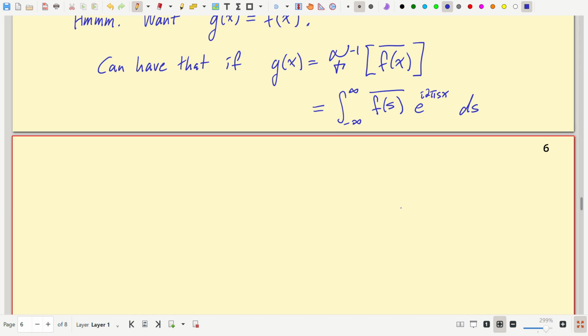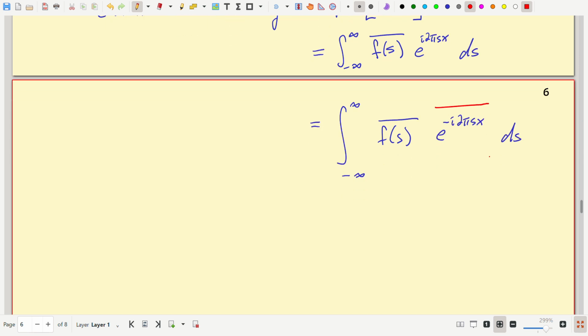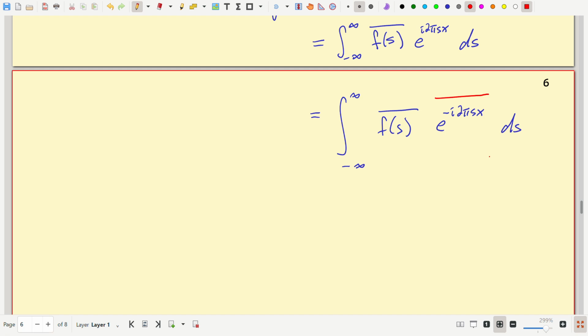Okay, I stared at that for a little while and realized, aha, that exponential thing is the conjugate of something. That is the conjugate of e to the minus i 2 pi sx ds. Conjugate. Right? Because that would be a cosine plus i sine. When I take the conjugate, it would be a minus i sine.